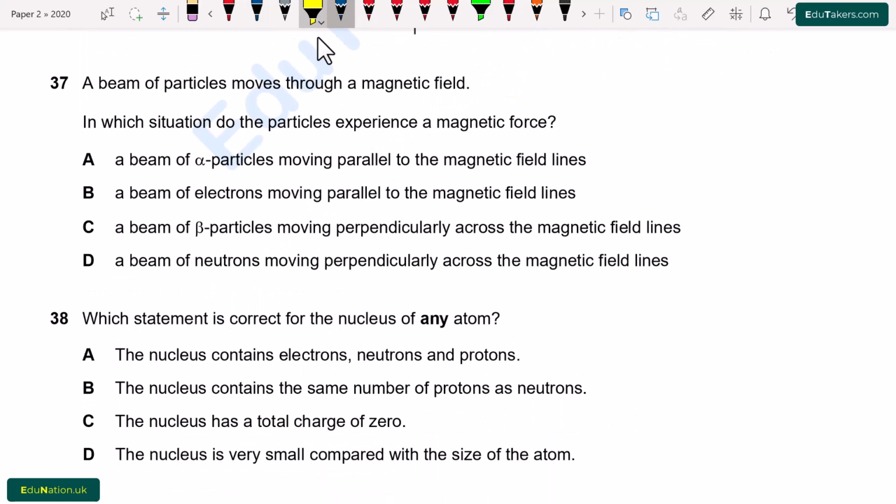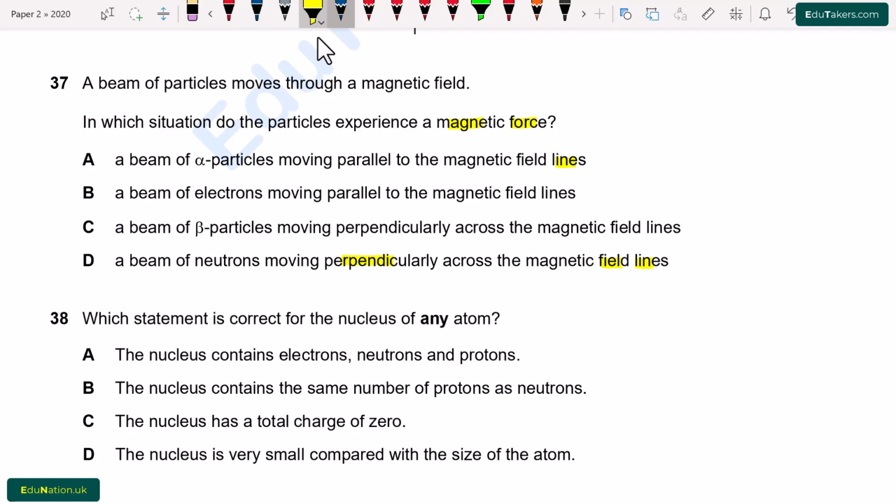Question number 37. A beam of particles moves through a magnetic field. In which situation do the particles experience a magnetic force? Option A. A beam of alpha particles moving parallel to the magnetic field lines. B. A beam of electrons moving parallel to the magnetic field lines. C. A beam of beta particles moving perpendicularly across the magnetic field lines. D. A beam of neutrons moving perpendicularly across the magnetic field lines.